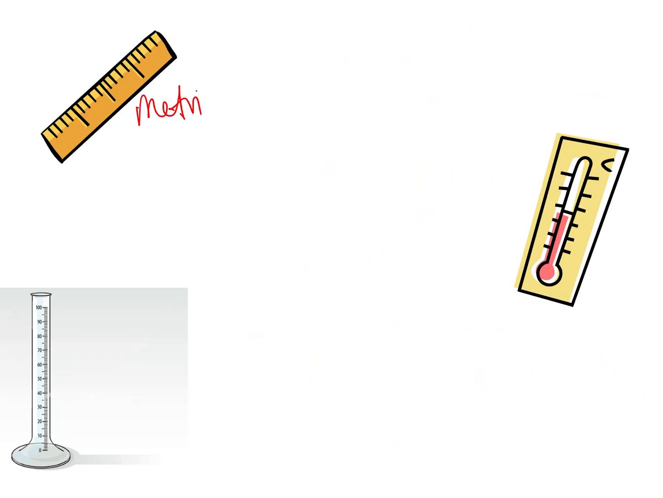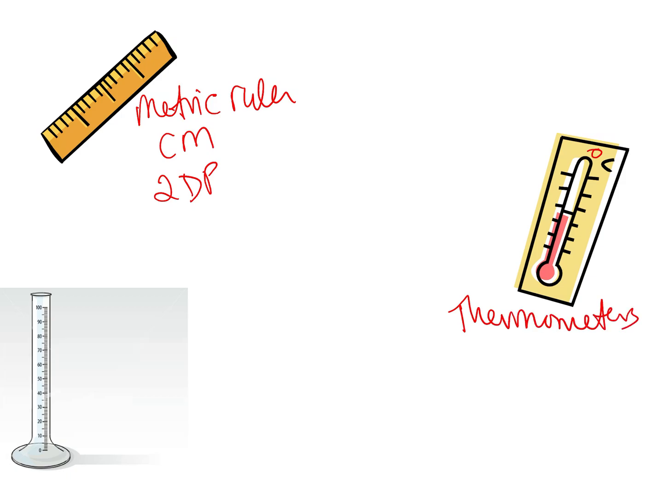Metric ruler. If we're working in centimeters, centimeters is going to have 2 decimal places. This picture does not really do it justice. If we were dealing with thermometers, most thermometers go to the tenths place, 1 decimal place. So again, something like this, cm.